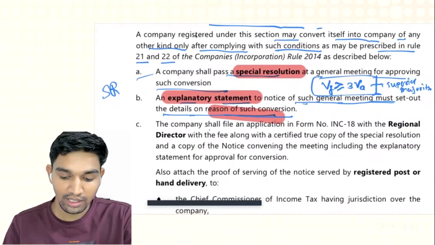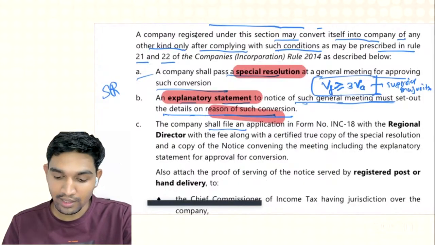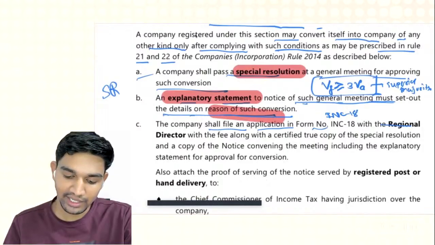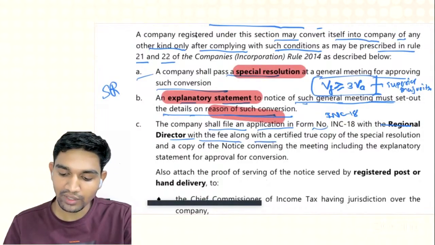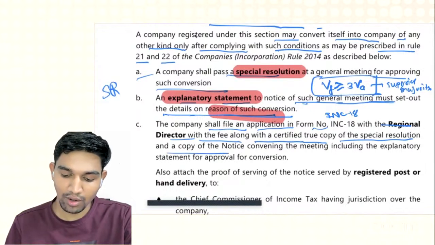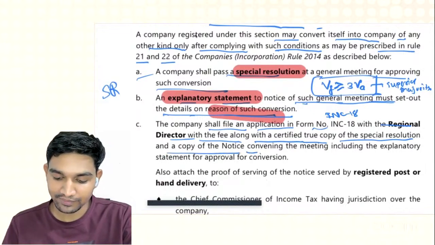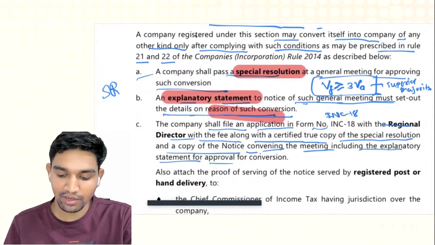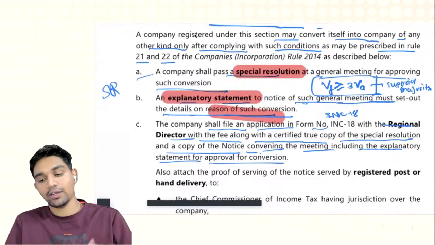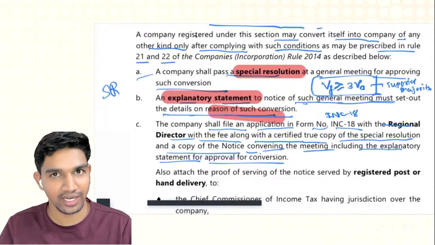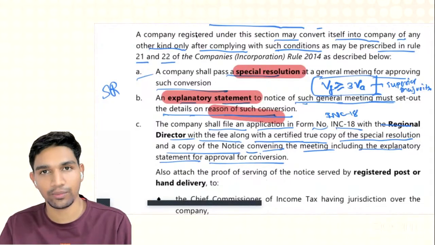Okay, now the company shall file an application in Form INC 18 with the regional director, along with the certified true copy of the special resolution and a copy of the notice convening the meeting, including the explanatory statement for approval for conversion. You can remember this INC 18 because Section 18 deals with the conversion of a company.